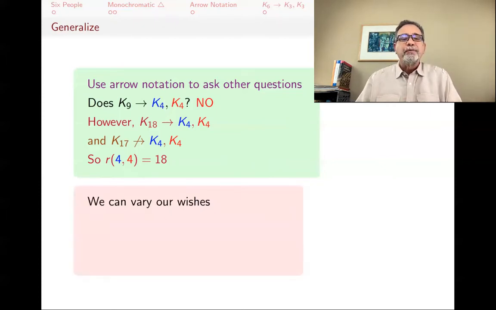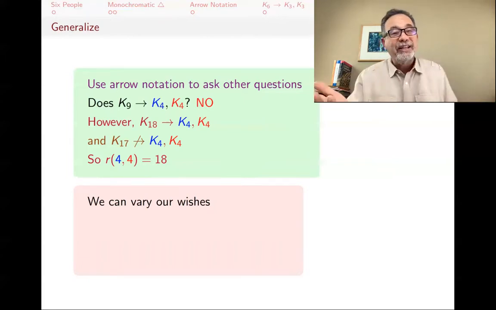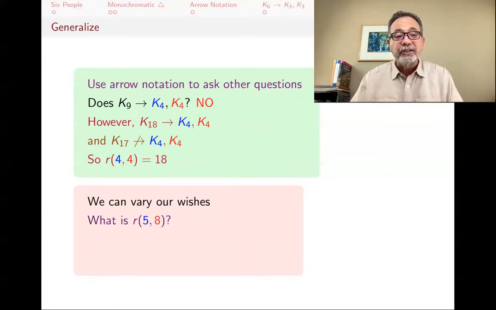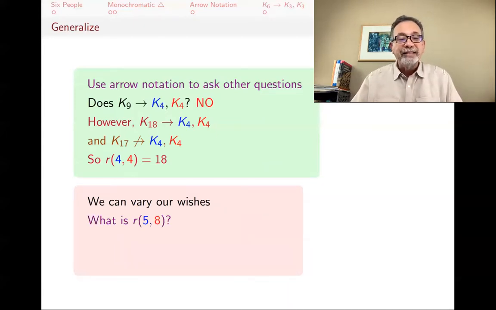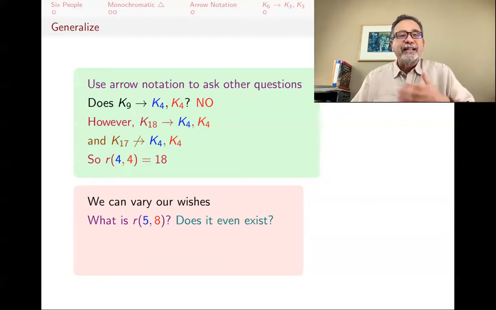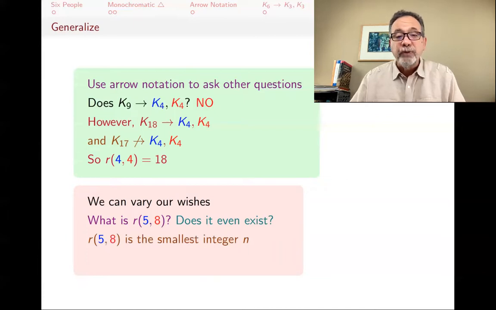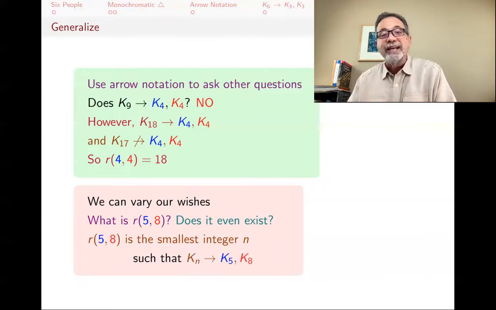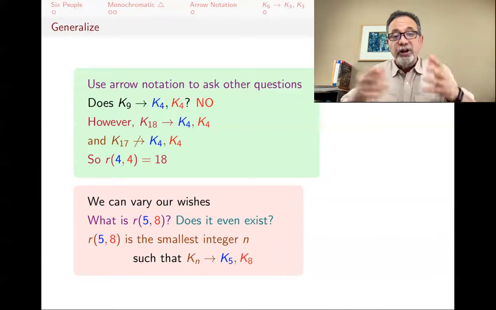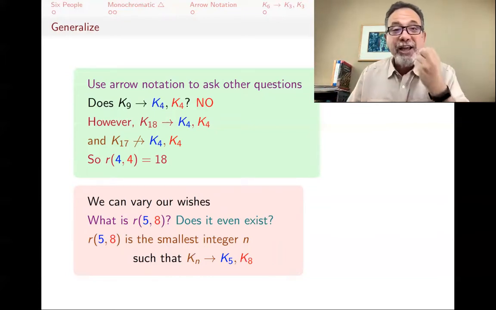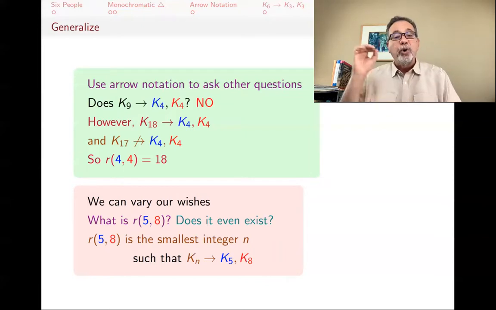We can also vary our wishes. We don't have to want the same thing for the blue and the red. We could ask for different things. For example, we could ask, what's R(5,8)? And what would we mean by that? First of all, it's not clear that such a number even exists. But if it did exist, it would be the smallest integer n such that Kn arrows to K5, K8. What does that mean? If you take n vertices, draw all the edges between them, and color them using blue and red, am I guaranteed a blue K5 or a red K8?